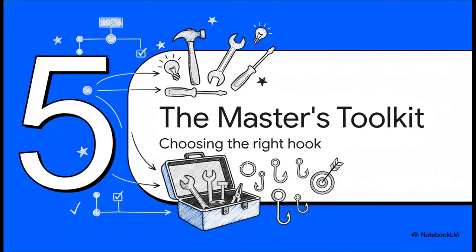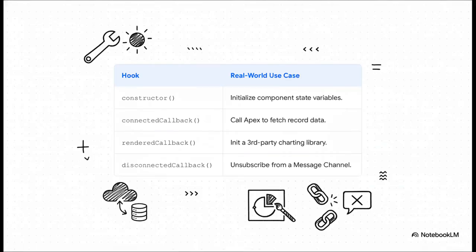Okay, so we've gone through all the theory. Now let's put it all together into a practical toolkit so you can confidently pick the right hook for whatever job you're facing. This table right here, this is your cheat sheet for real-world scenarios. Need to just initialize a simple variable? Use the constructor. Need to fetch data from Apex? connectedCallback is your go-to. Need to work with a third-party UI library on the screen? Do it in renderedCallback, but with a guard. And if you've got a subscription to clean up, you use disconnectedCallback. It really is that straightforward.